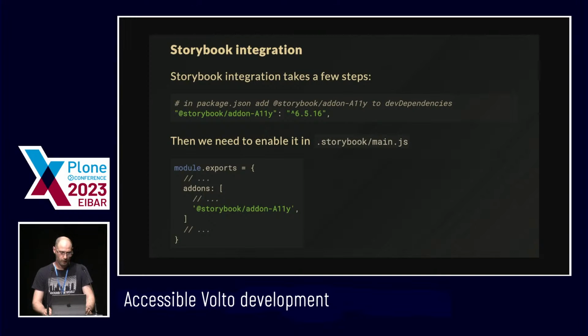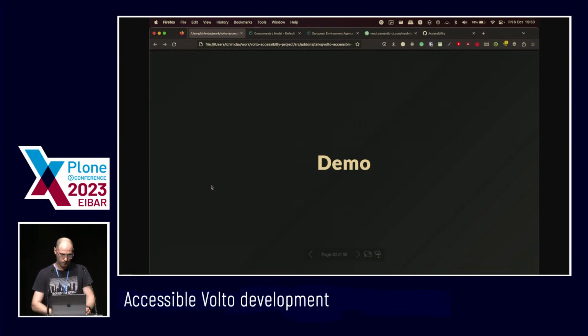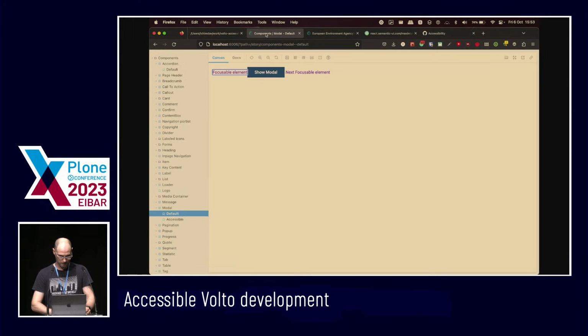The Storybook integration, because of Volto, is actually really easy nowadays. In case you want to test for accessibility, all you need to do is to add this key in the package.json of your Volto project. And then in the Storybook main.js, you simply need to load the add-on into the add-on list. And now I would like to demo a little bit the Storybook component.